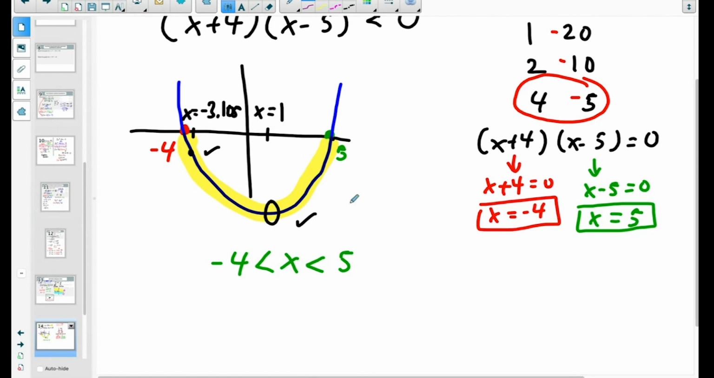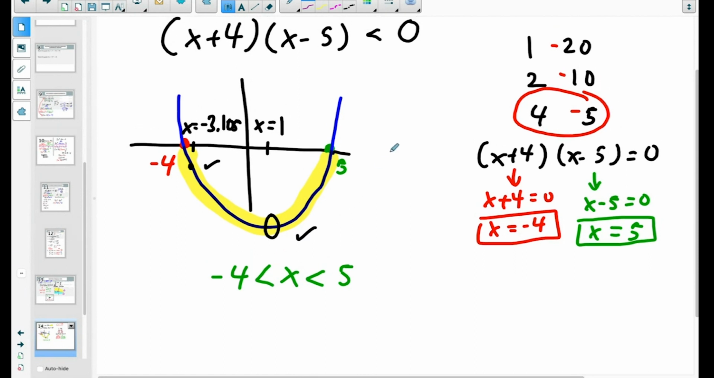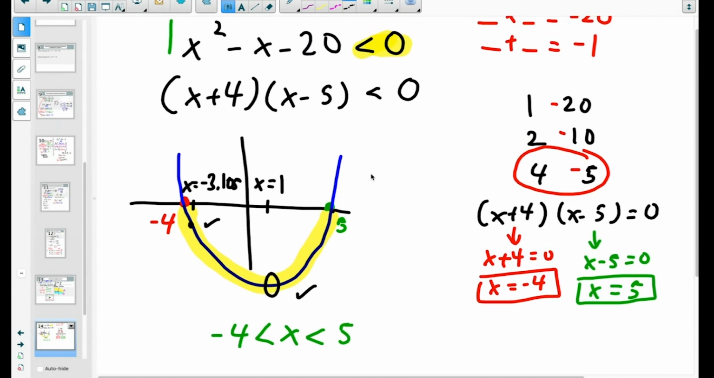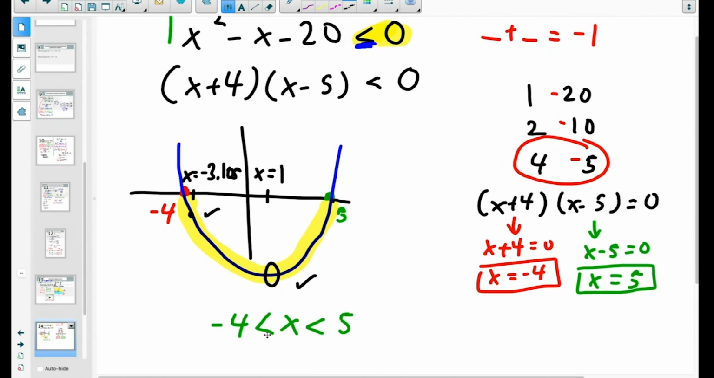Now let's see how our answer would change if, for example, it was less than or equal to 0. Let's change up that inequality sign here. The only thing that would change is we would have our end values be inclusive. So you would just simply do this and this if it was less than or equal to as well.